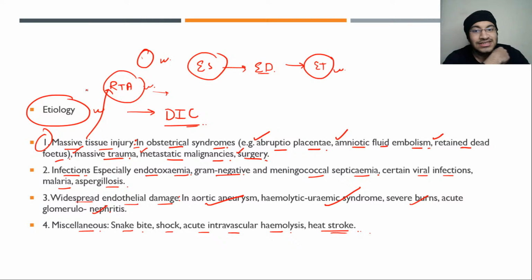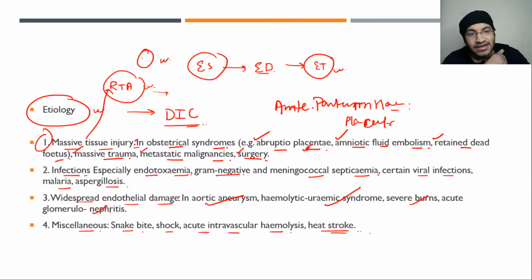So massive tissue injury in obstetric syndromes like abruptio placenta. What condition is abruptio placenta? Abruptio placenta is a cause of antepartum hemorrhage. First of all, this is an important thing from obstetrics itself. It is the major cause of antepartum hemorrhage, right? And the second most important cause is placenta previa, one of the most common causes of antepartum hemorrhage, APH, right? So these are two different conditions: abruptio placenta and placenta previa.